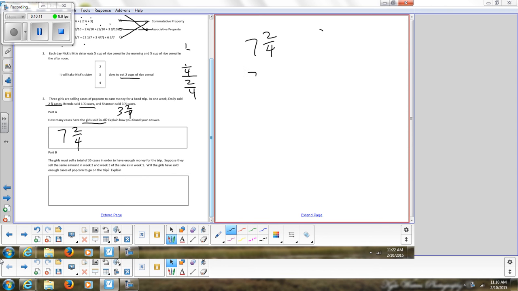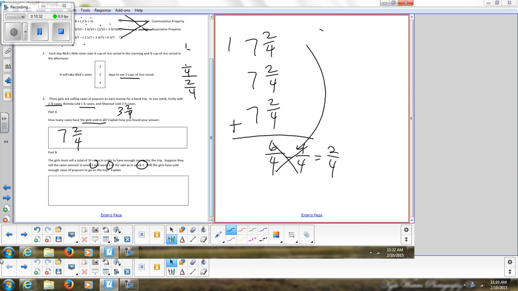Okay, why? Because it says week 2 and week 3. I have a total of 3 weeks, 1, 2, 3, so I'm going to add it 3 times. 2 plus 2 is 4. Plus 2 is 6. Can I leave it? No, you have to make a whole. Gotta regroup it. Good. Let's take our whole out and put that up here. 7 times 3 is 21. Plus 1 is 22. So 22 and 2/4.